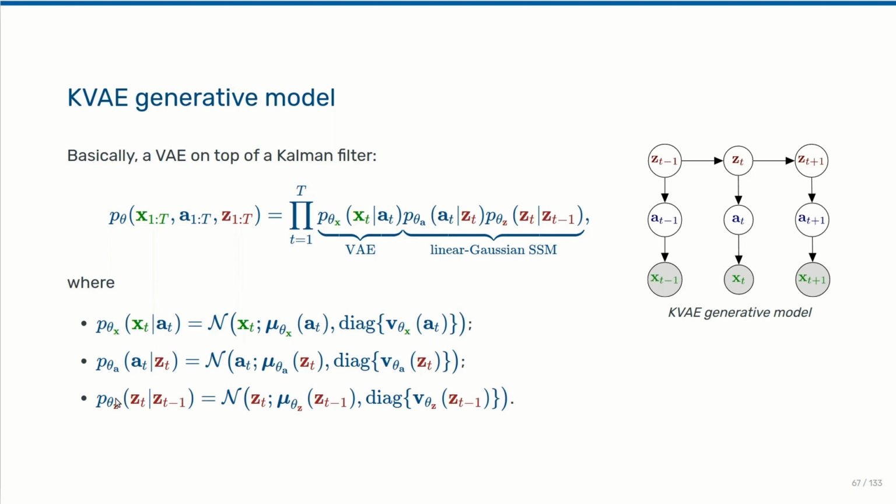So we start from the last equation. Z follows the first order Markov chain. A is generated from Z following a linear Gaussian state space model, and finally X is generated from A using a nonlinear generative network. This is the generative model of the KVAE.